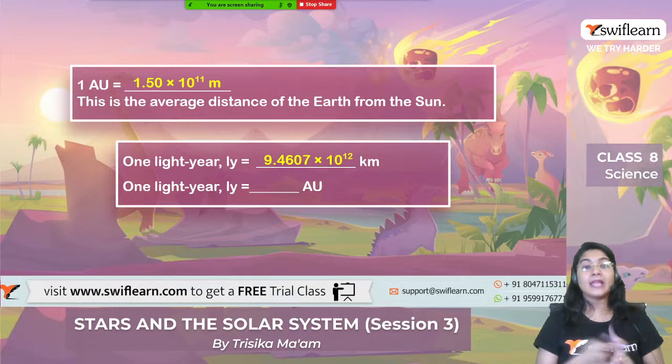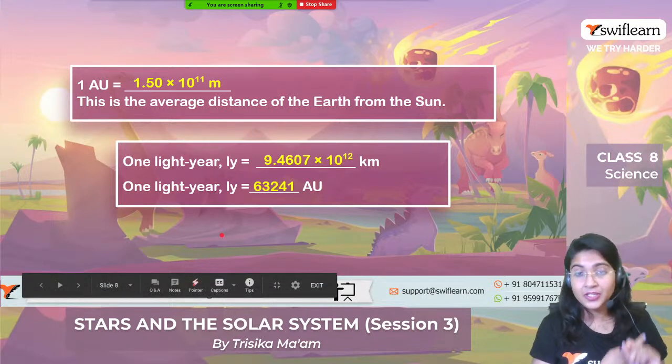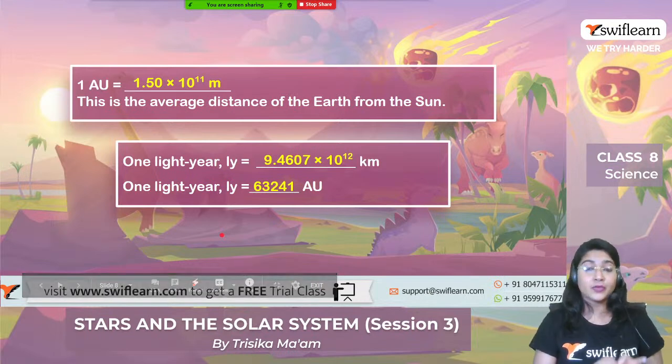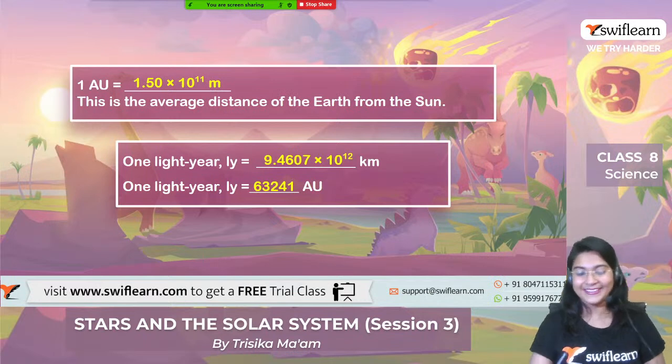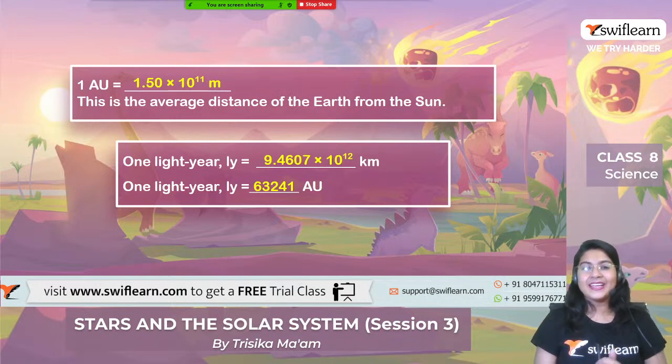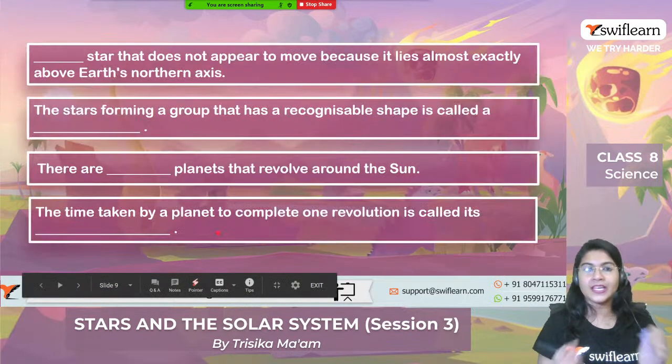And the last one: 1 light year is equal to dash astronomical unit. That will be 63,241 astronomical unit. Thank you, Vita. You have already noted, I guess. Let us move on to the next question.